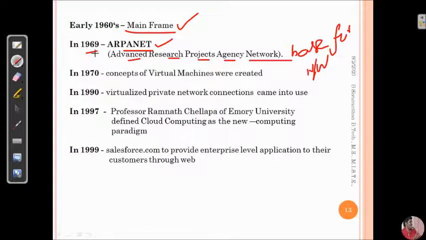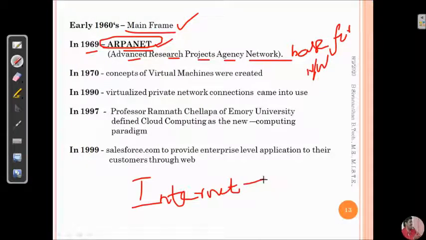Once the ARPANET came into use, the internet evolved from it. What is the purpose of the internet? As you all know, any person can access any resources that reside in any corner of the world. That is the purpose of the internet.